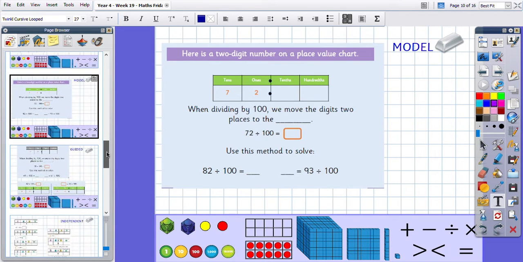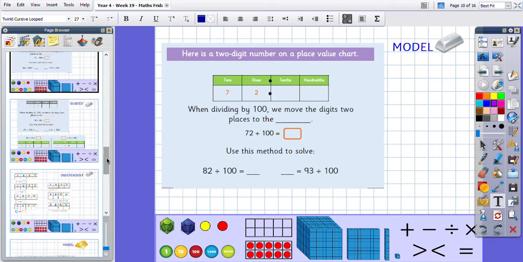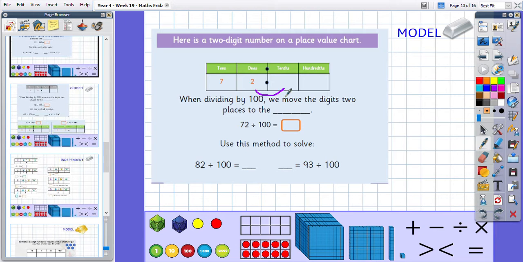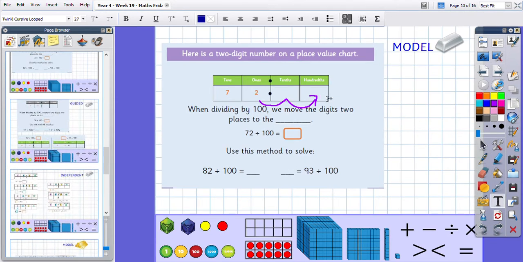Silver then, here is a 2-digit number on a place value chart, so we're now dividing 2-digit numbers. When dividing by 100, we move the digits 2 places to the right. Hopefully you got that correct. We move to the right still. So 72 divided by 100. So remembering to move those counters or those numbers 2 digits to the right.